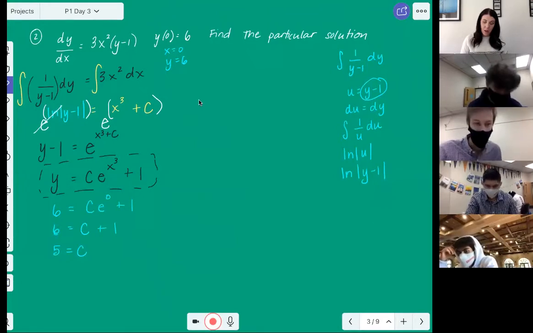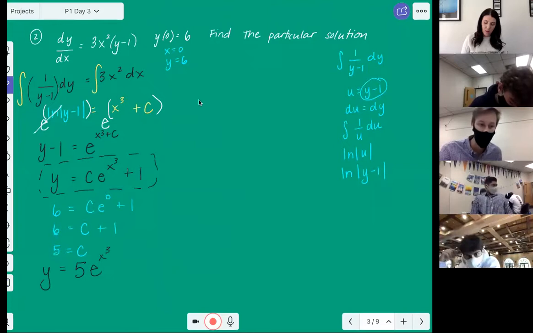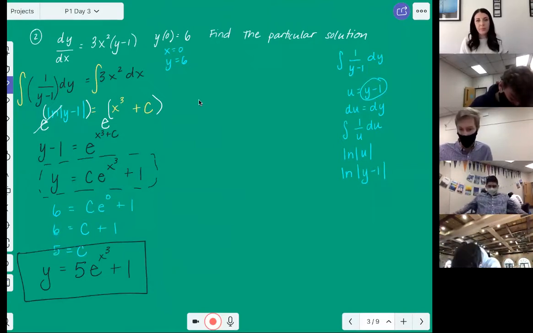So it's y equals 5e^(x^3) plus 1. Fantastic job. Excellent, excellent work. Okay, that would be our final equation.